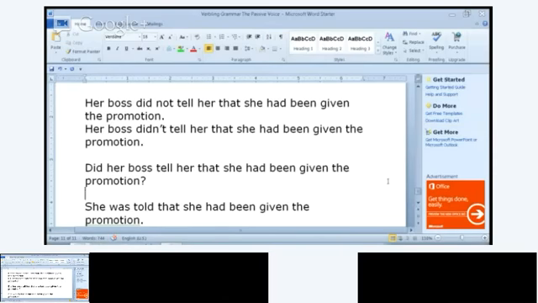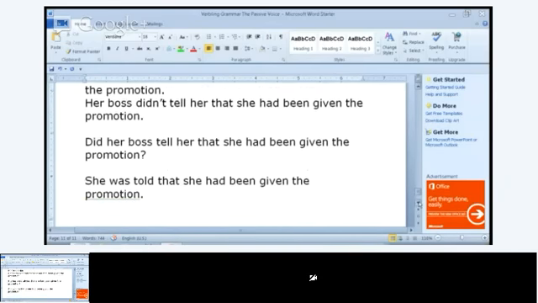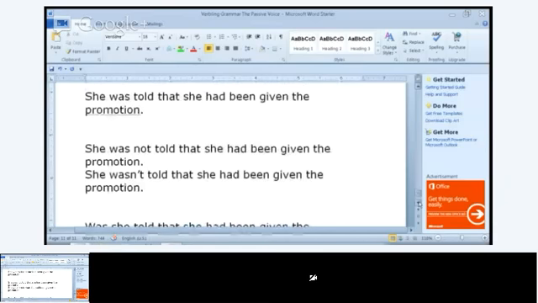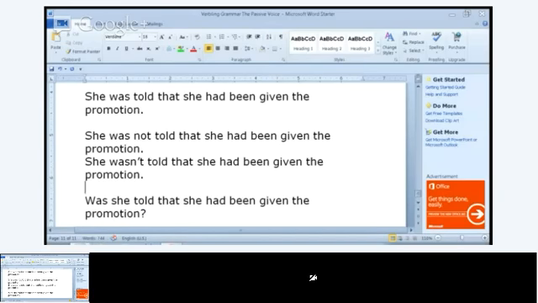Did her boss tell her that she had been given the promotion? She was told that she had been given the promotion. Wonderful. Okay. And sorry, I had skipped back to those previous ones. And so any final comments? Yeah, I have a question, please. Yeah, great. Do you use this complicated structure?